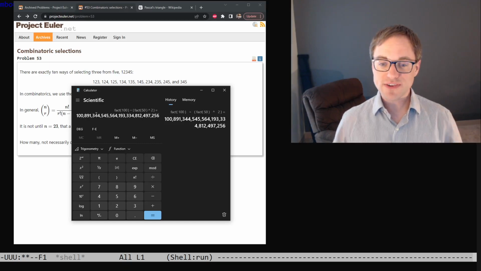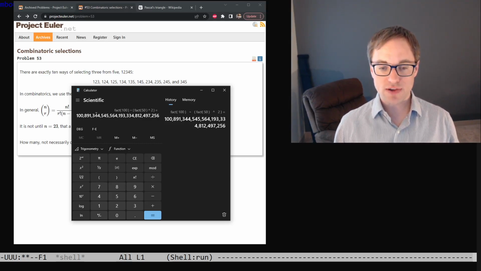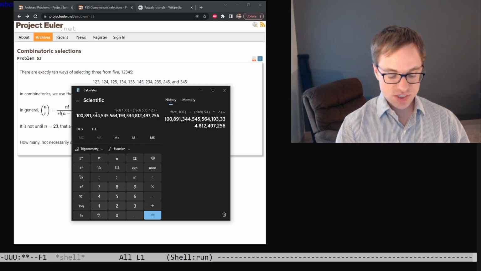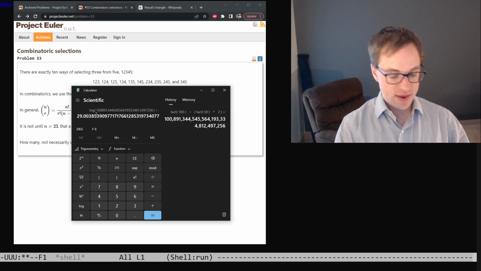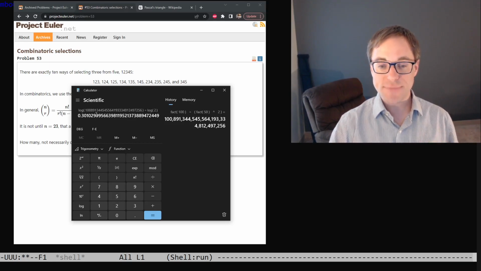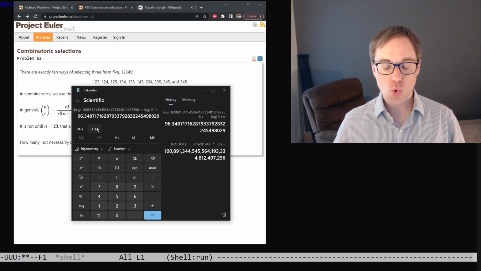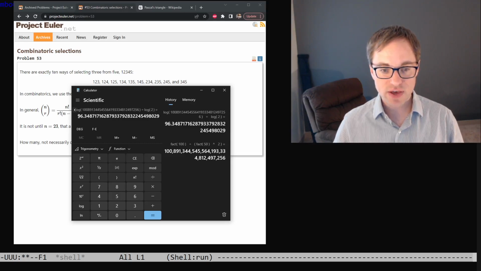If you're curious, a way that you can check to see if a number will fit in a 32-bit or 64-bit unsigned integer is just to take the log and then divide that by the log of 2. That will give you the log base 2. And you can see it is way larger than 63 or 31. This will not fit in any of our native integer types.